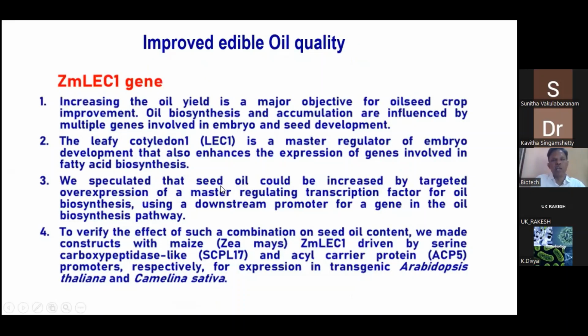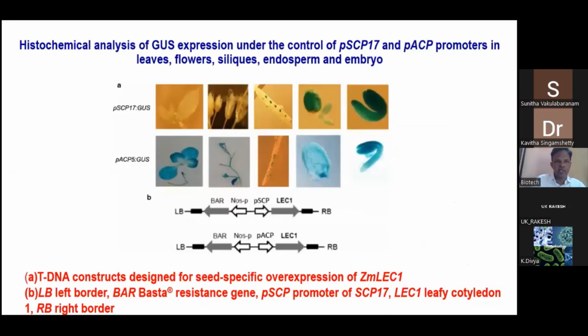And then improved edible oil quality. They used a gene from maize, ZM-LEC1 gene. And as a result, the edible oil quality is improved in case of oil producing crops. And then this is a very important issue that we are now discussing.